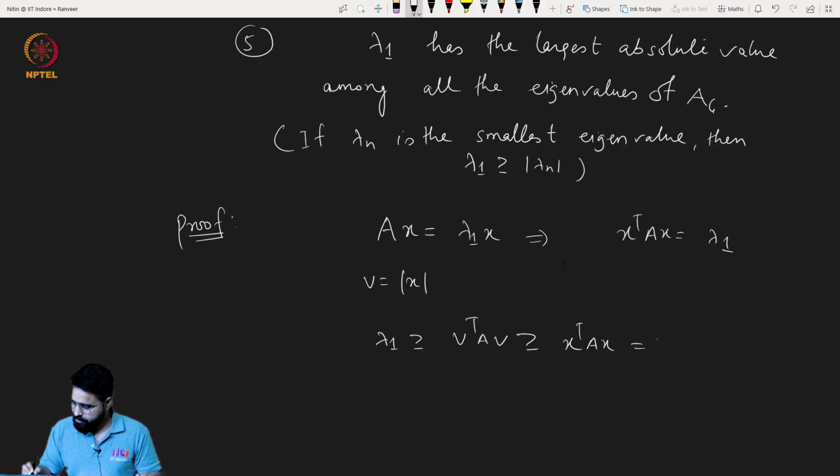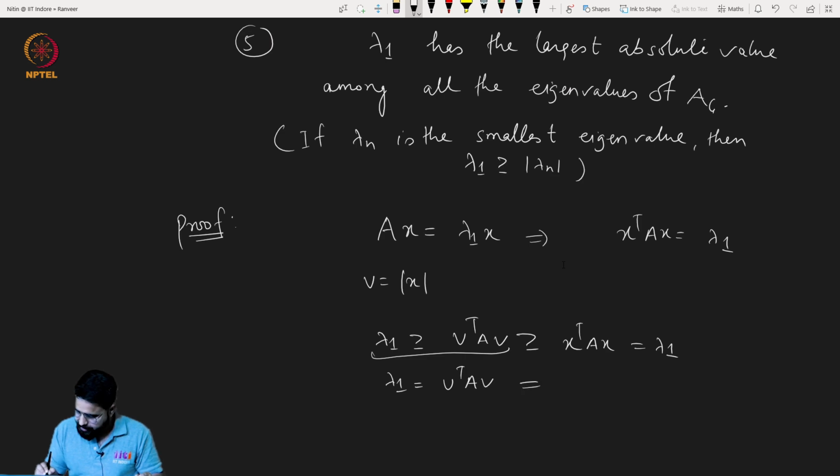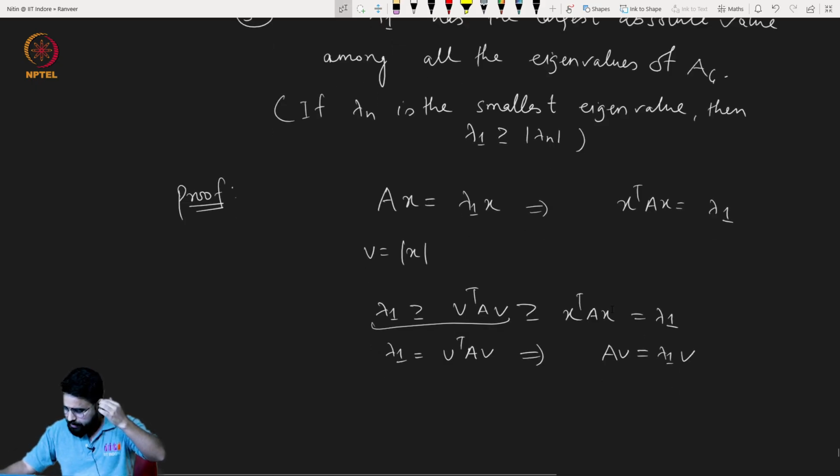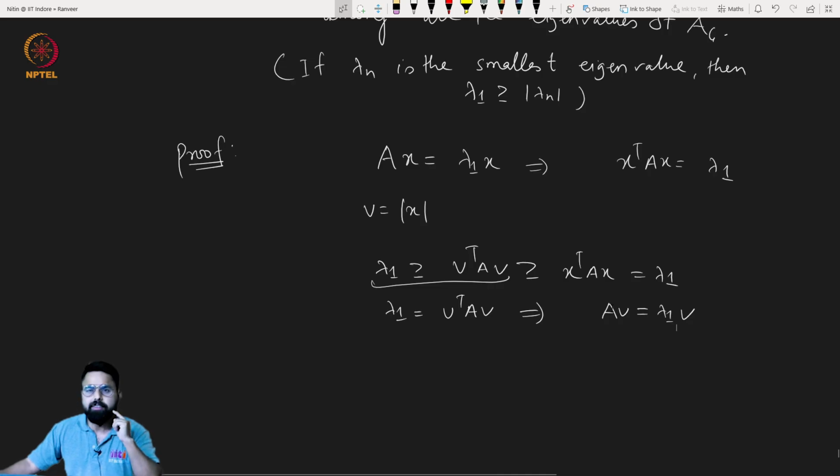Which is equal to lambda 1. So lambda 1 is greater or equal to lambda 1. That means this is an equality here. So lambda 1 is v transpose Av, which implies that v is basically an eigenvector corresponding to lambda 1. This we have already seen in the last lecture. Suppose there is a non-zero eigenvector corresponding to the adjacency matrix and the largest eigenvalue.